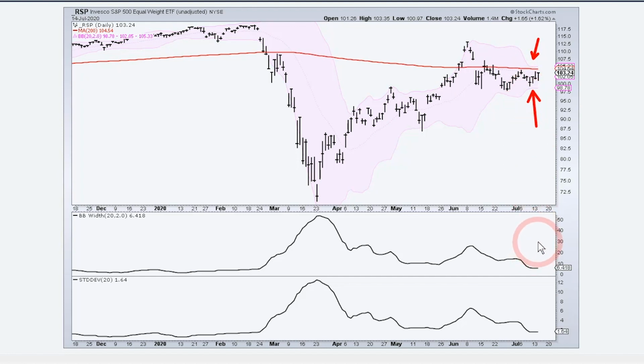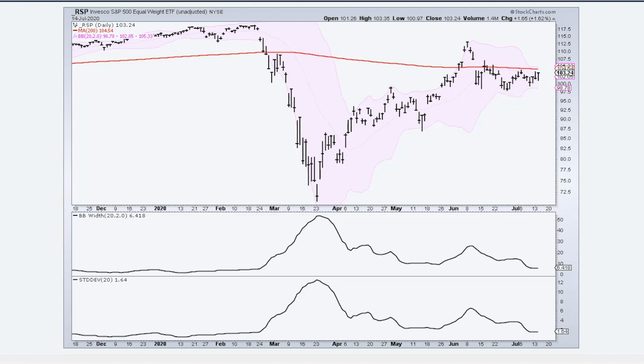And then you can see I've got Bollinger Band width down there in the indicator window, and it is below 10. And we can see the last time it was below 10 was in late February. Now, one thing about Bollinger Bands is they don't give you any directional clues. It's just a volatility measure. It shows you when volatility is expanding or contracting.